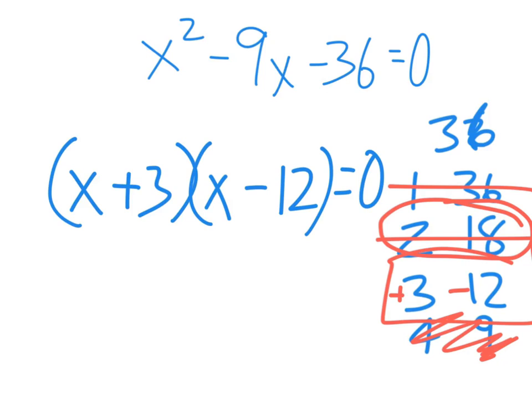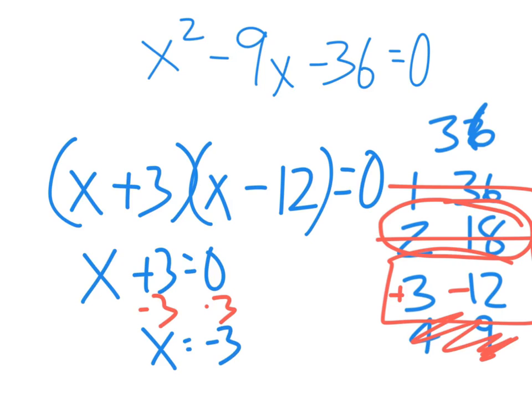And so we're not done yet. Some of you guys have had some confusion with these rapid assessments. 3 is not the root of x. So what we need to do is actually isolate x. So we'll subtract 3 from both sides. And so the first root is x equals negative 3.